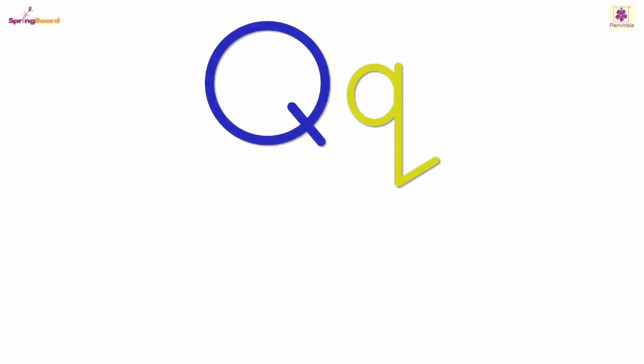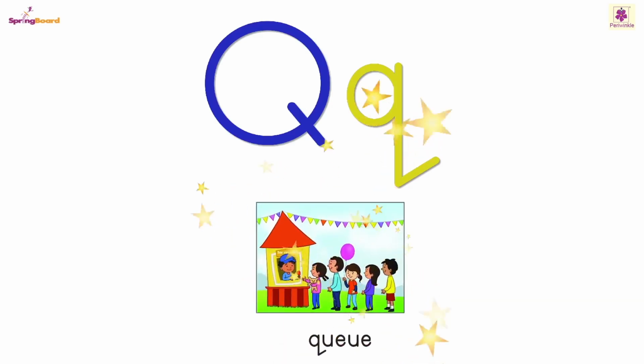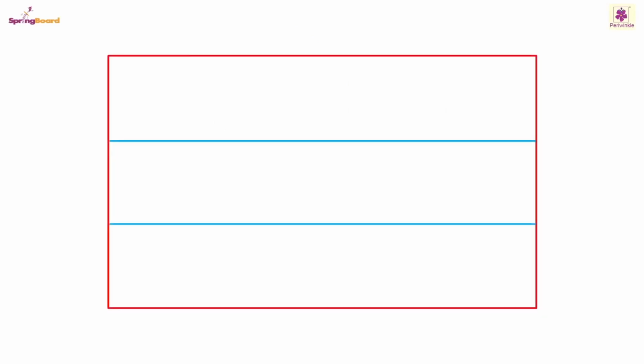Letter Q has one more sound. Here the letter Q appears to say its own name, Q. It says its own name, Q, in the word Q. Now, let us look at letter R.